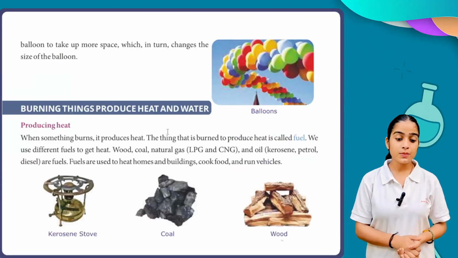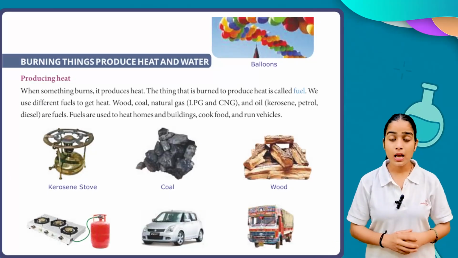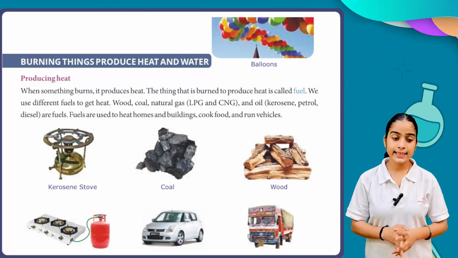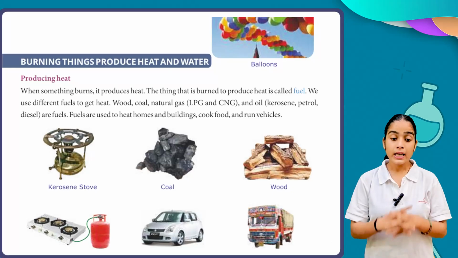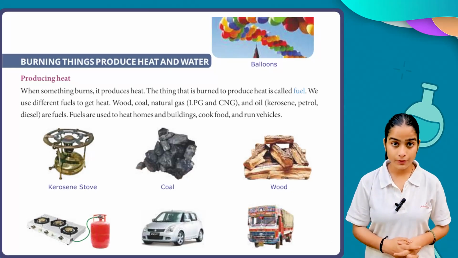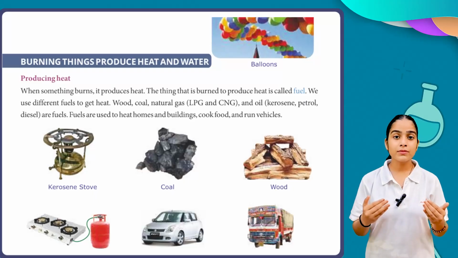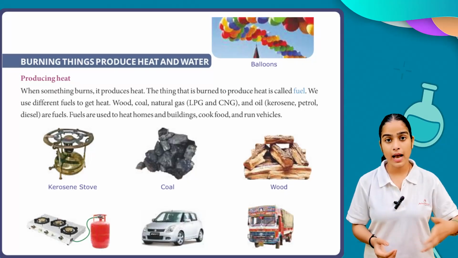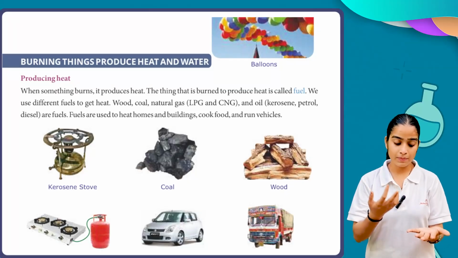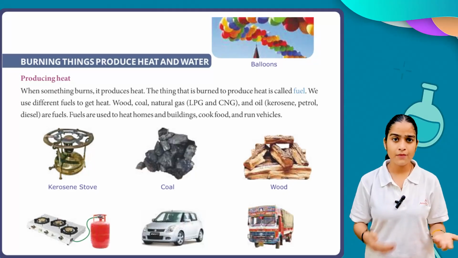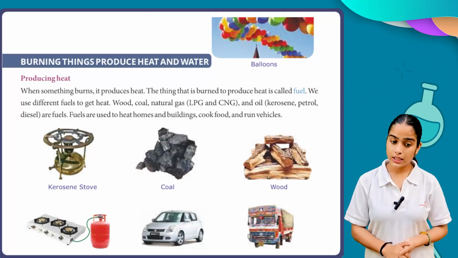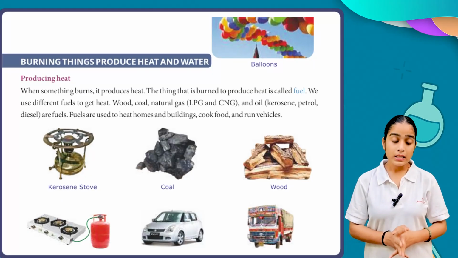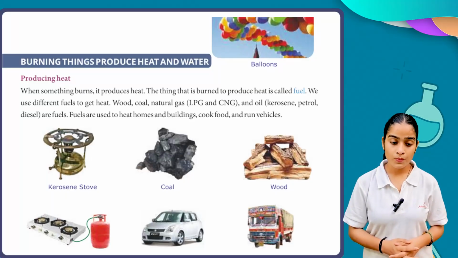Next we have, burning things produce heat and water. How is it possible? When something burns, it produces heat. The thing that is burned to produce heat is called fuel. So basically, for generating heat, we need a fuel. The object we use to generate heat is referred to as fuel. For example, you have petrol, you have kerosene. These are the examples we have to produce heat. We use different fuels to get heat: wood, coal, natural gas, LPG, CNG, and oil, kerosene, petrol, diesel are fuels. Fuels are used to heat homes and buildings.